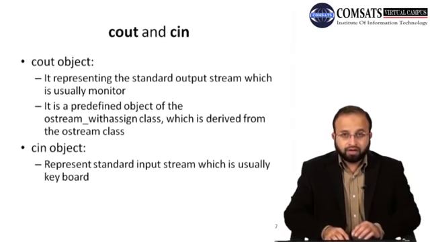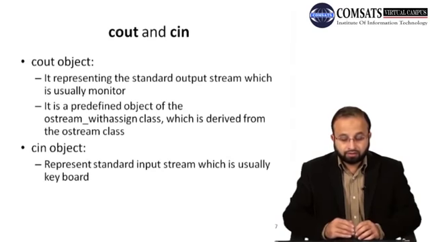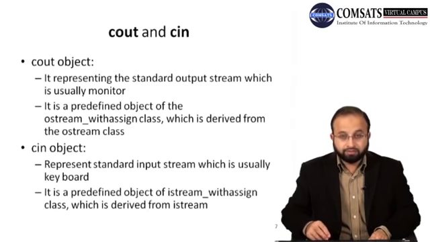The cin object represents the standard input stream, which is usually the keyboard, right? So whenever you write some character on the keyboard, it will be written in some memory location. This means that data is flowing from a device, that is the keyboard, into a computer system, and that's why it is called the input stream, right? You are providing some kind of input to the computer system. So it is a predefined object of the istream class.